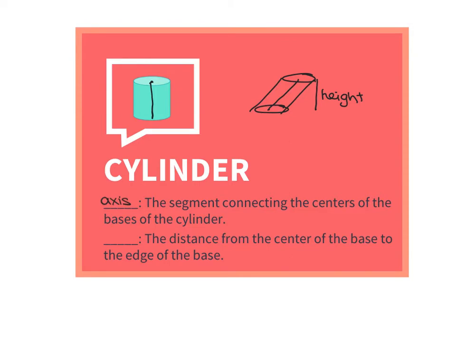My radius then will go from the center of the base to the edge of the base. Because think, my base is a circle, same as in a circle, our radius goes from the middle of the circle to the edge, same thing in a cylinder.